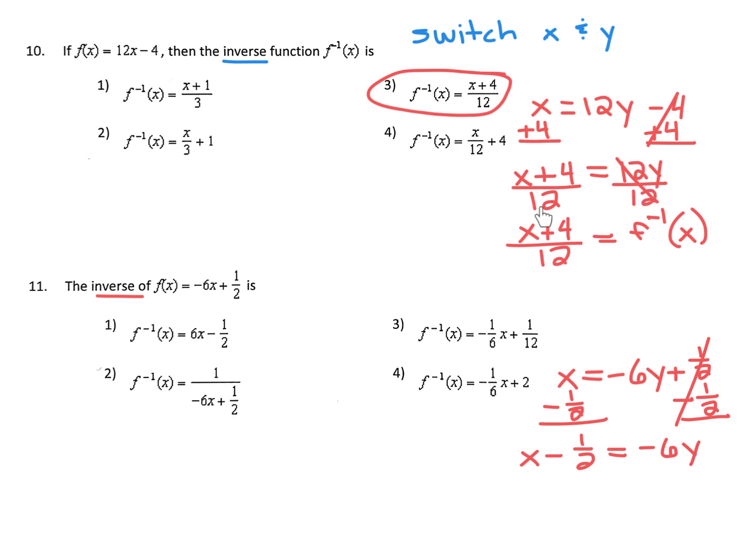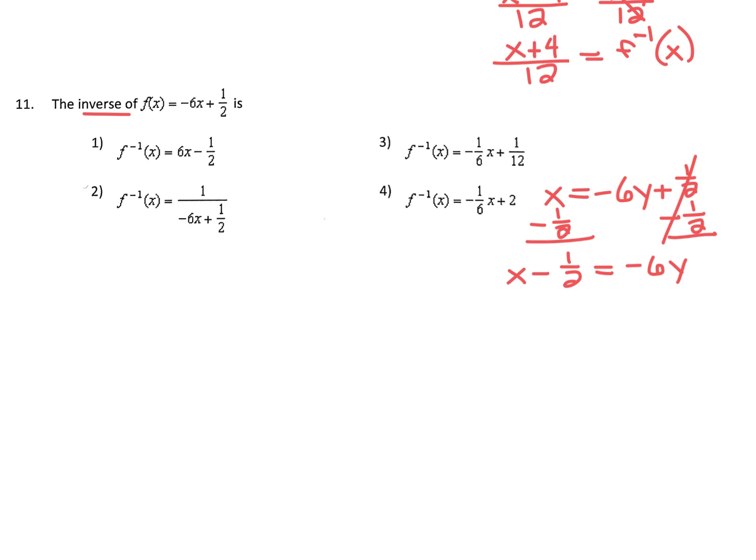All right, now in the last example, we divided by the number in front of the y. Right, we just divided both sides by 12. So you could do that here. You could also divide both sides by negative 6. But then you're going to have a fraction divided by a whole number, which is fine. You could definitely do that.